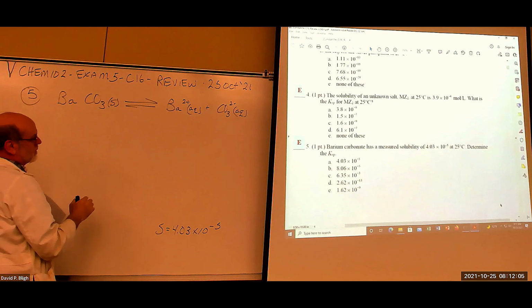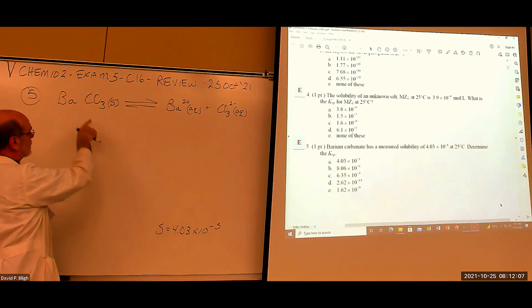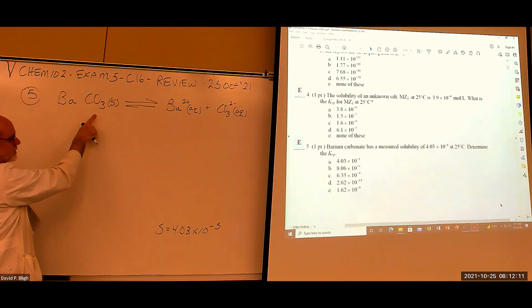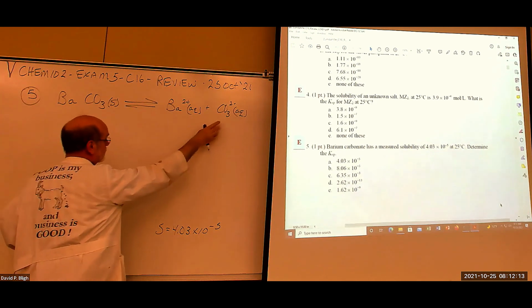So in terms of ions, if 1 mole of this goes into solution, how many bariums go into solution? 1 of those and 1 of those.